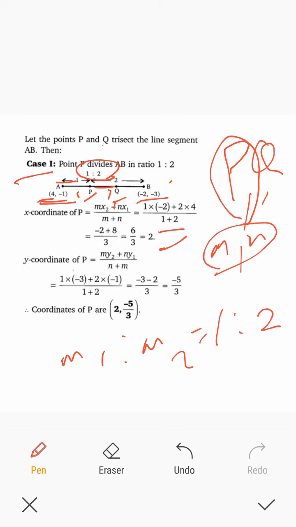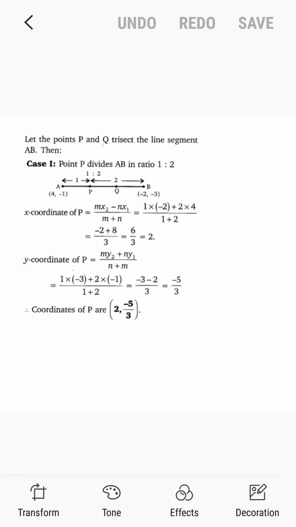The same way, the y coordinate of P is (m1 y2 plus m2 y1) by (m1 plus m2), or (m y2 plus n y1) by (m plus n). Substituting, m1 is 1 into y2 which is -3, plus m2 is 2 into y1 which is -1, divided by 1 plus 2. So (-3 minus 2) by 3 is -5 by 3. So the coordinates of P are (2, -5/3). And next is to find the coordinates of the other point Q.